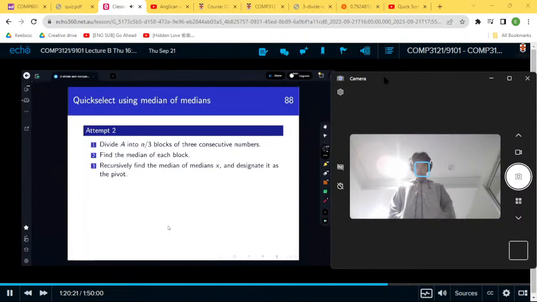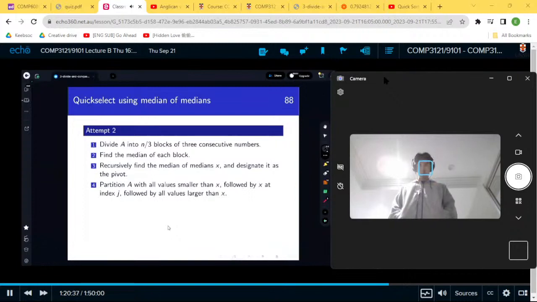Now we do a recursion. In the recursive call, we find the median of these medians. So now we have n-thirds numbers, and we want to find the median of those recursively. Once we find it, we'll designate it as the pivot. Now put all the values smaller than the pivot to the left, followed by the pivot, followed by all the values larger than the pivot. And let's assume that the pivot goes into position j.